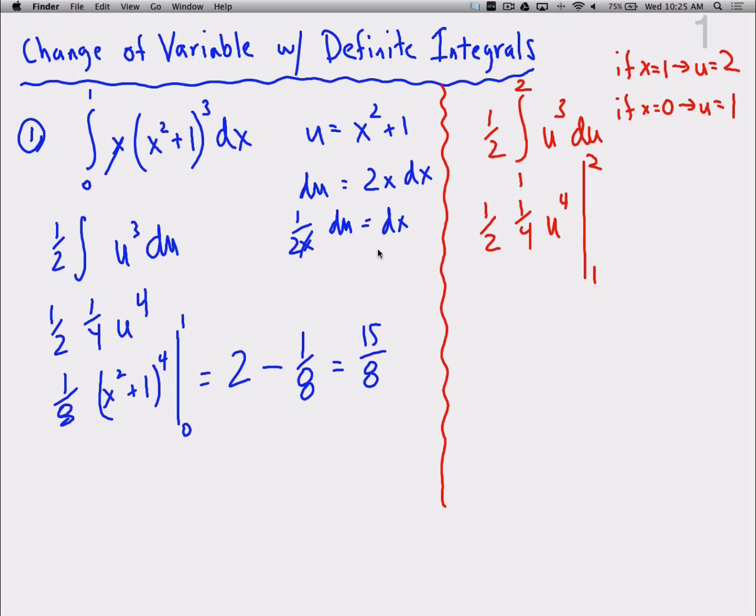Okay, so 2 to the 4th is, we did this already, didn't we? Yeah, 2 to the 4th is 16 times an eighth is 2. And 1 to the 4th is 1, and minus an eighth. And oh, look, we get the same answer.